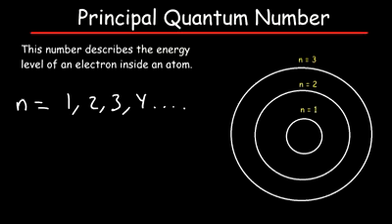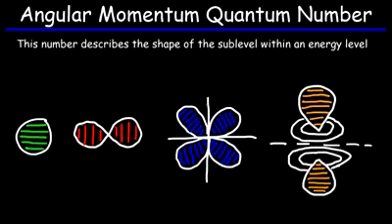So looking at the picture on the right, we basically have a Bohr's model of the atom. And we can see that the first shell represents the first energy level. The second circle is the second energy level, where n is 2. And the third circle is the third energy level, where n is 3. And so that's the first number you need to be familiar with, the principal quantum number.